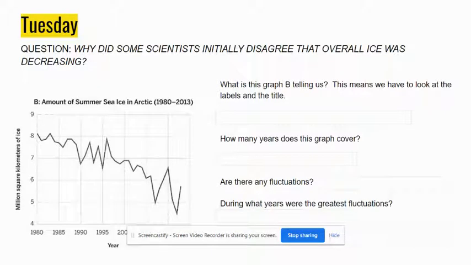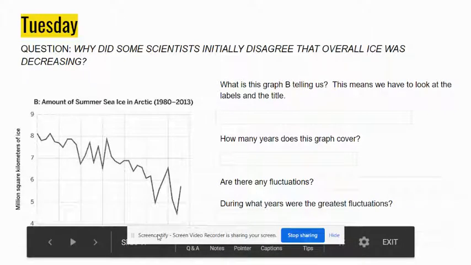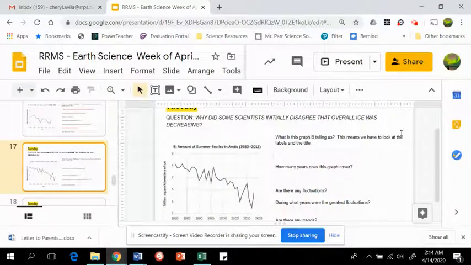This is graph B. Graph B, amount of summer sea ice in the Arctic, same topic, but it's showing us years 1980 to 2013. X-axis is showing us years. Y-axis is showing million square kilometers of ice. What is the graph B telling us? This means we have to look at the labels and the title. It is telling us the amount of summer sea ice in the Arctic from 1980 to 2013.